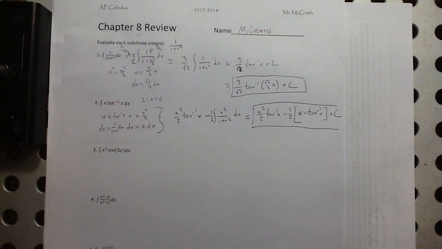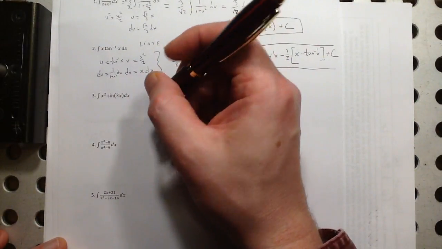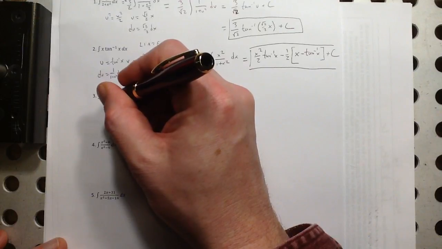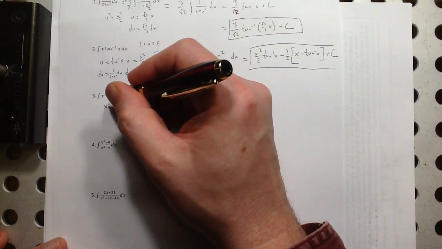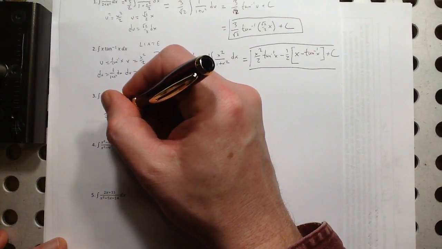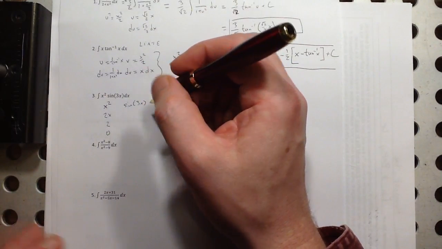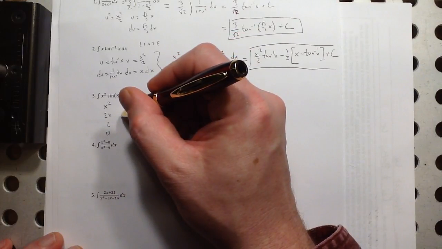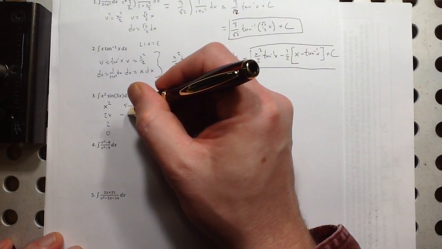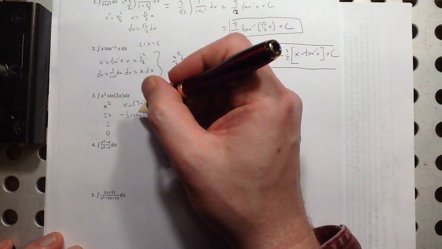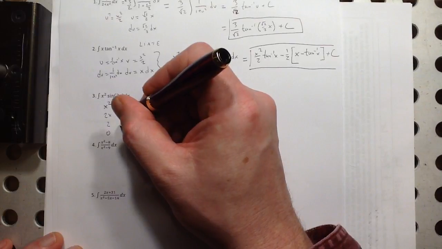All right, number 3. This one should be a piece of cake after that, because this one we can do tabular integration. So I've got x squared, and I've got sine of 3x, taking derivatives till I get 0, and then taking antiderivatives. Be very careful here. The antiderivative of sine is negative cosine of 3x. And since there's a 3 in here, I need a 1/3 on the outside. The antiderivative of cosine is positive sine.